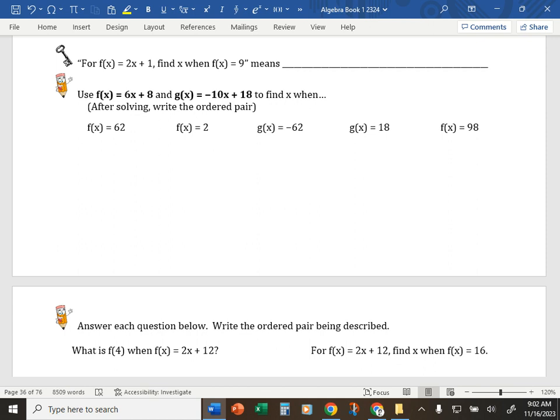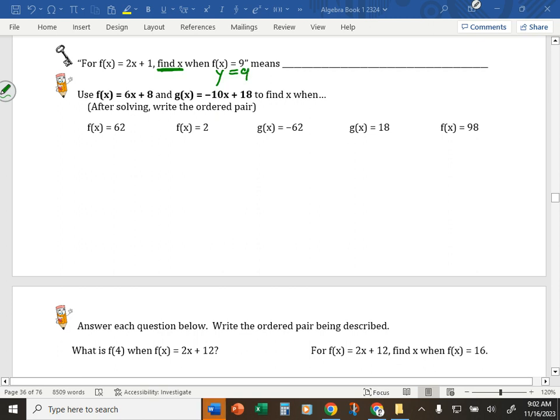Okay. And so this is a key point as well. We're on a help sheet. If you were to see for f of x equals 2x plus 1, find x when f of x equals 9. 2 hints here. Remember what f of x equals? F of x is a fancy way to write y. So if you see for f of x equals 2x plus 1, find x when y equals 9.